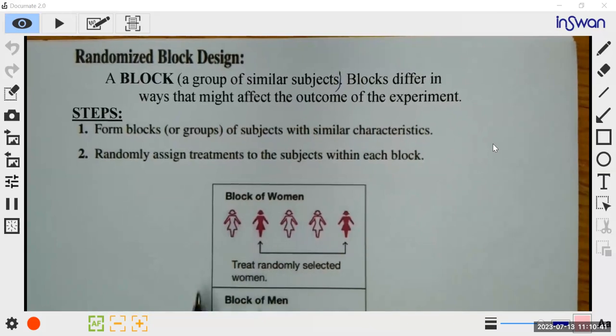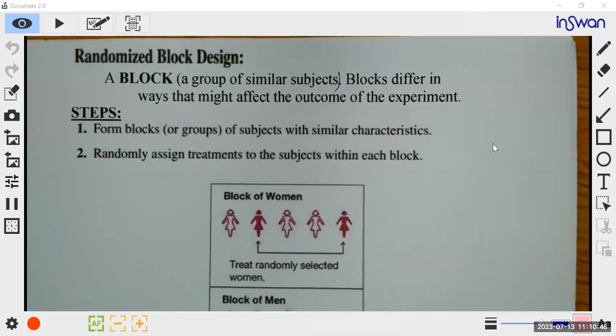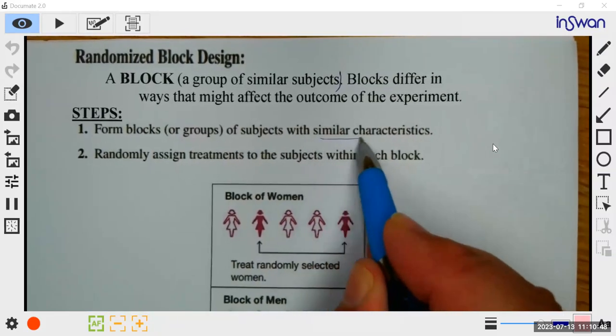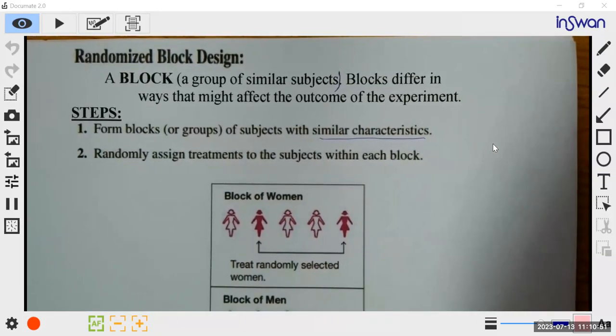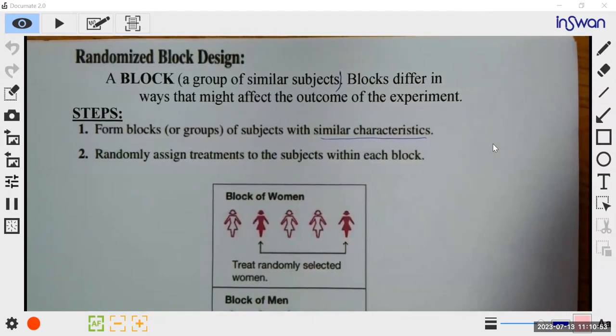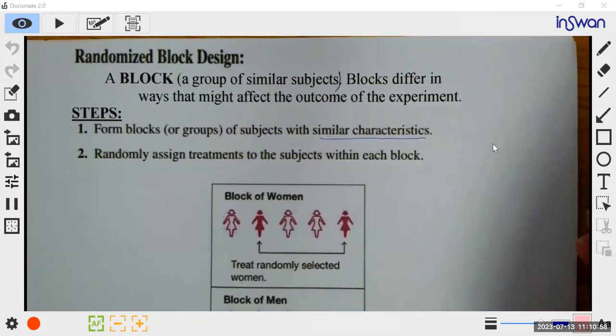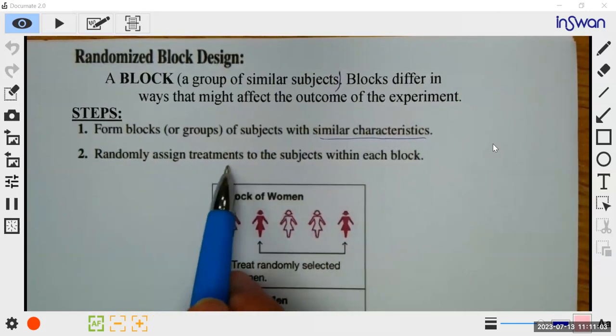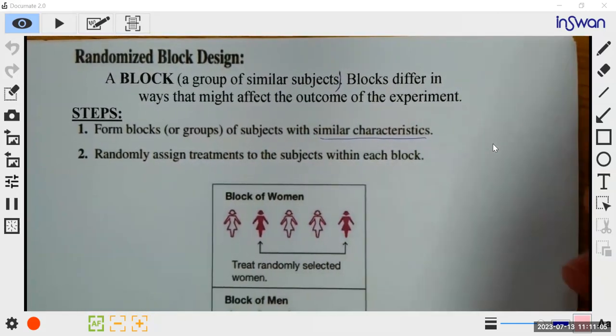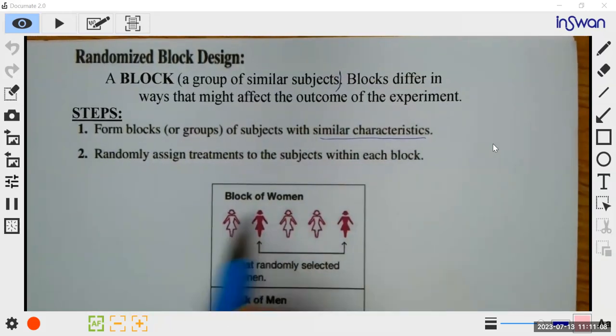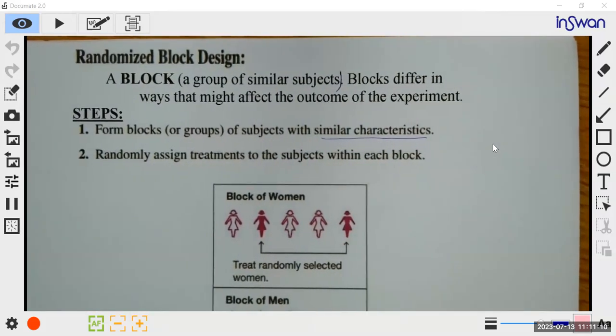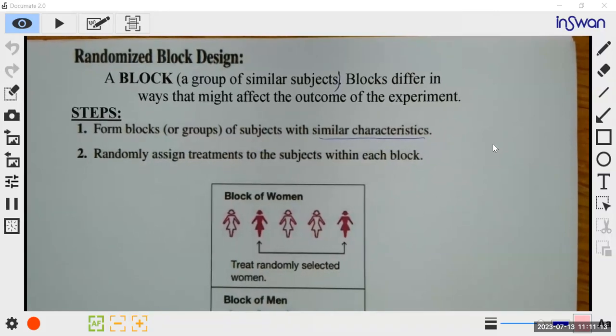So, for example, in this example, we form two blocks, one block of women, one block of men. They have similar characteristics. The elements in each block have to have some similar characteristic that you're examining. Randomly assign treatments to the subjects within each block. So now, in each block, I go through and I randomly select members of that block to give them the treatment.